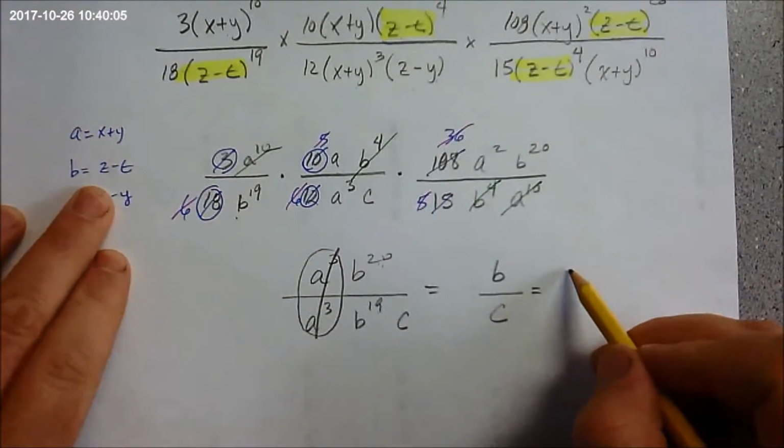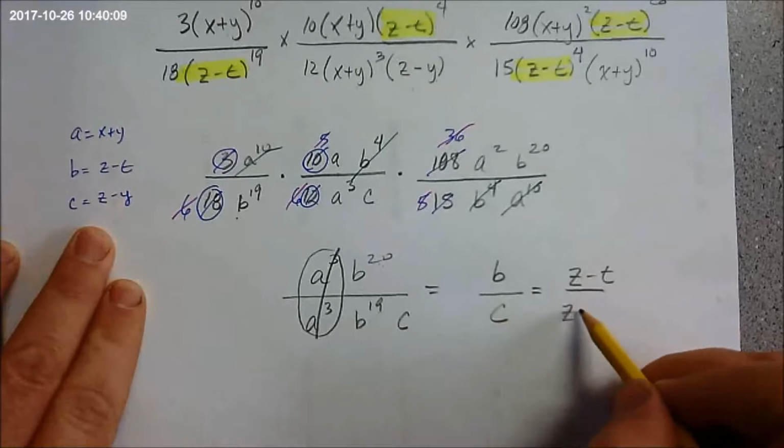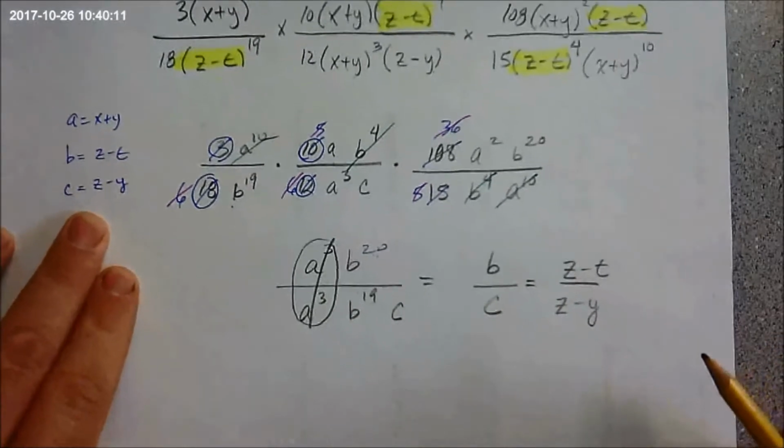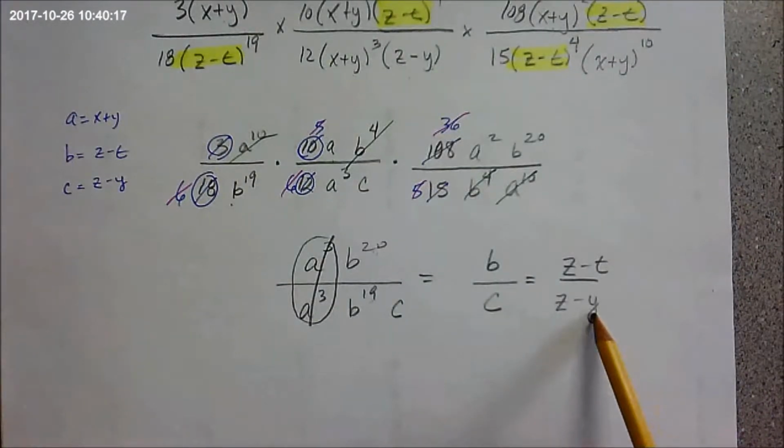B was Z minus T, and C was Z minus Y. So if it was a T, it would be 1. That's a good one. Yeah, if that was a T, this whole thing would be equal to 1. That would be evil.